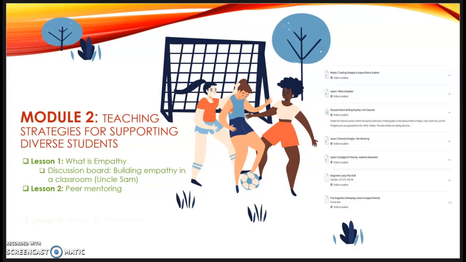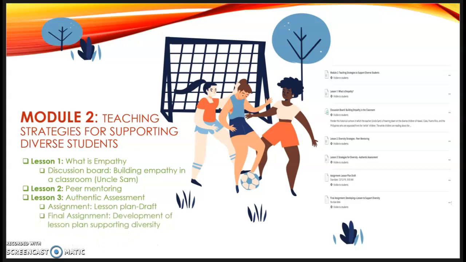Lesson number 2, peer mentoring. Lesson number 3, using authentic learning. On that one, we'll have an opportunity to develop a lesson plan, and finally, developing a lesson plan which supports diversity. We'll be moving forward to lesson number 1.